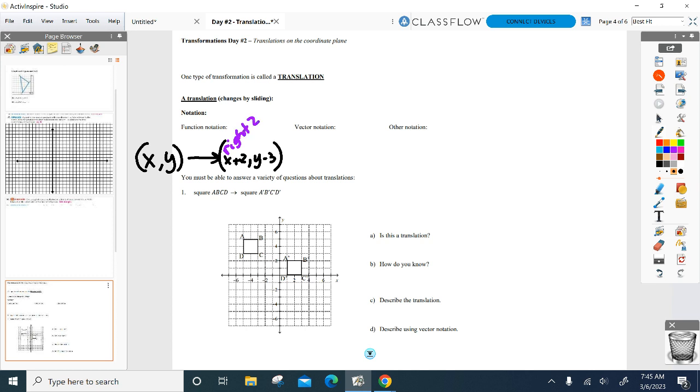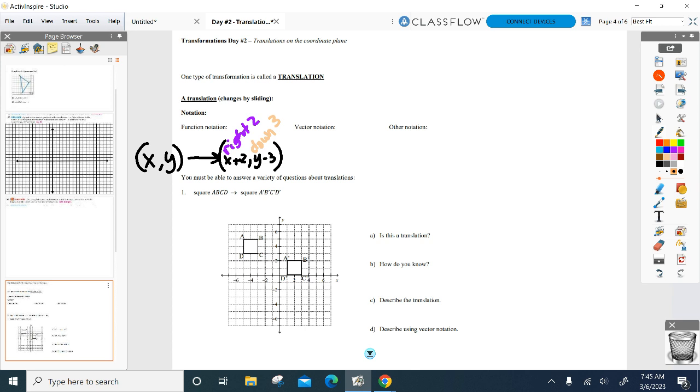And then what happens, do you think, if I'm subtracting 3 on the y coordinate? Where's it going then? Down 3. So I move my point right 2, down 3. Or, again, you could just simply add 2 to your x and subtract 3 on your y coordinate. That's called function notation, everyone. You tell me what's happening to the x and the y.